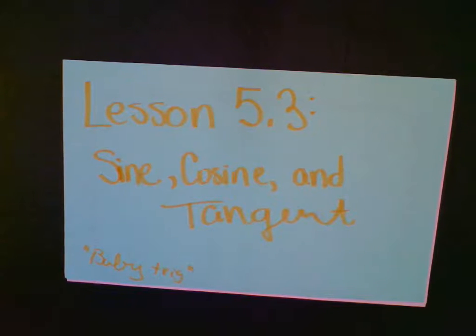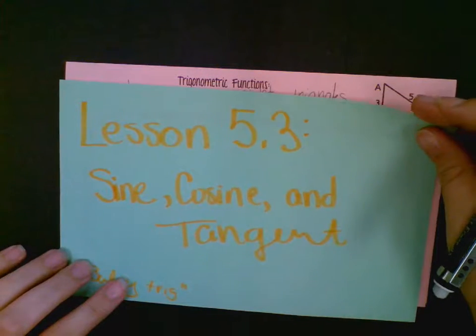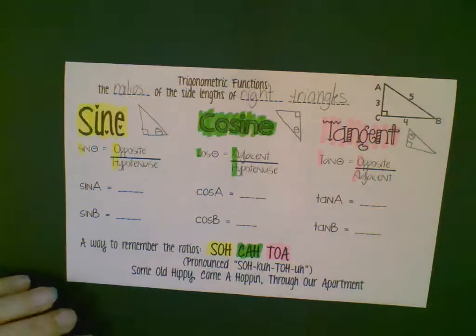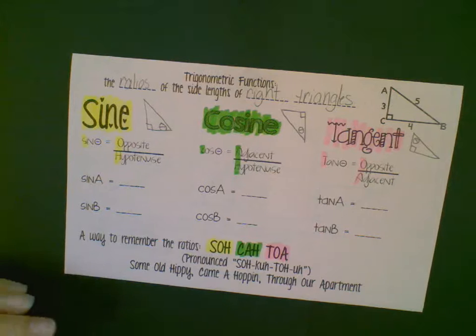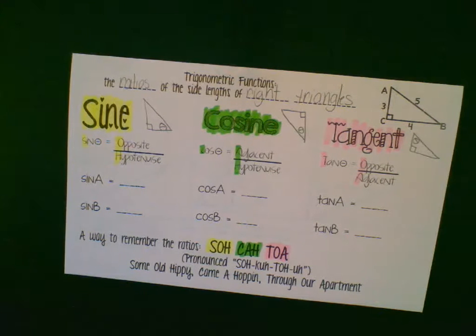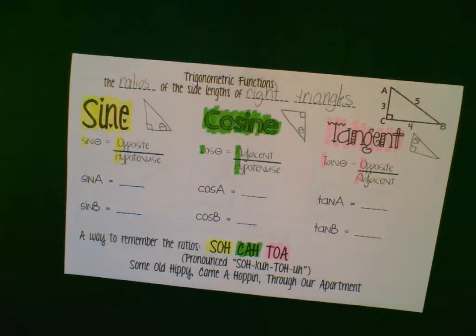Hi everyone, this is the video notes for lesson 5.3 on trig, sine, cosine, and tangent. So let's define what the trig functions are first, and then we will use them to find sides of right triangles. Before we start though, you're going to need a scientific calculator, one that has the buttons with sine, cosine, and tangent on them, and obviously some highlighters because I did some highlighting.